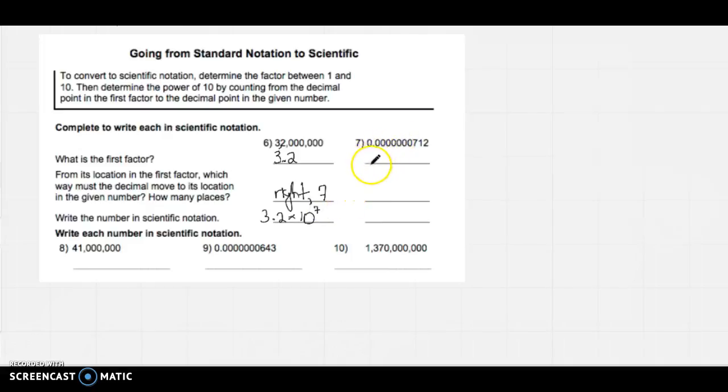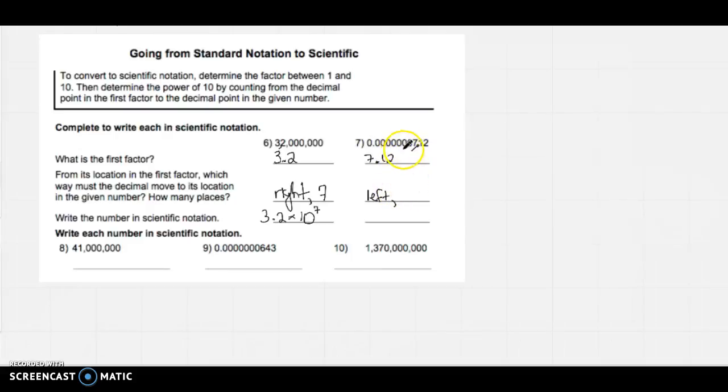So I do the same thing over here. I change this number to a number between 1 and 10. I put the decimal between the 7 and the 1. And now I have 7 and 12 hundredths. That's between 1 and 10. Then I ask myself, do I have to move it right or left? I have to go left to get to the original decimal. It's a small number, so I know it's going to be negative.